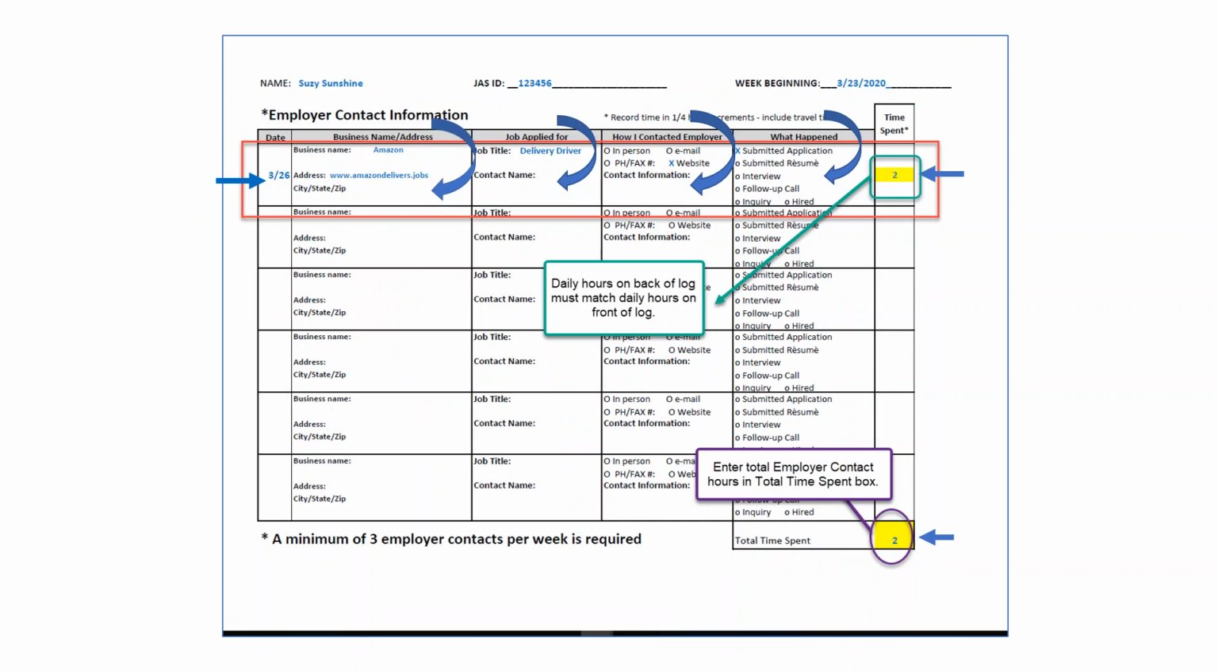All fields should be completed on the back of your log, including the date, the business name and address, the job applied for, how the employer was contacted, what happened, and the total time spent. Please total all time spent for the back of your log at the bottom right-hand corner.